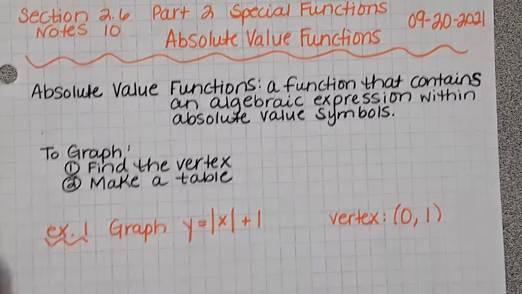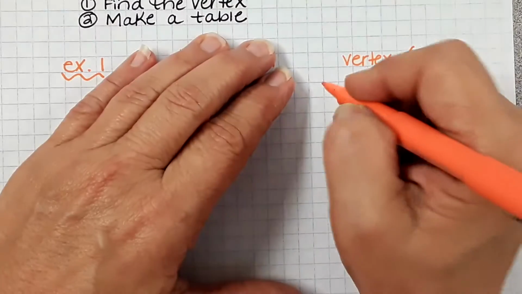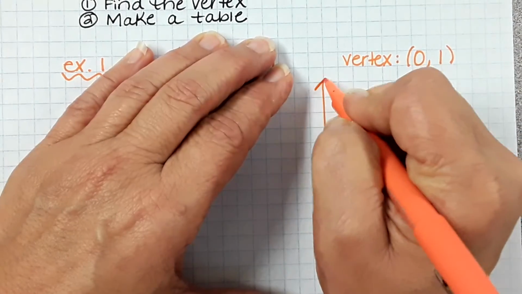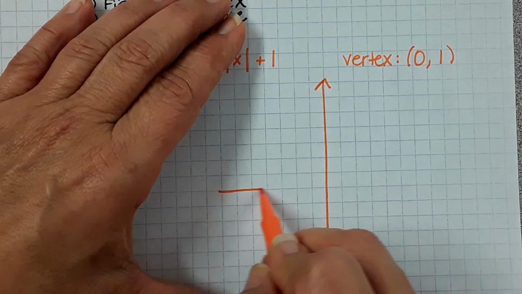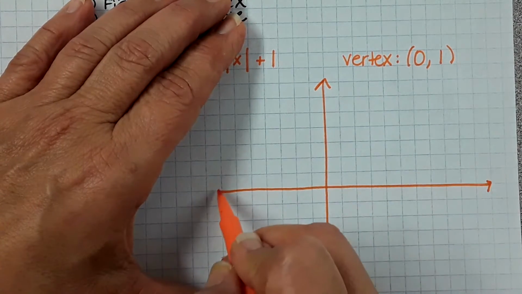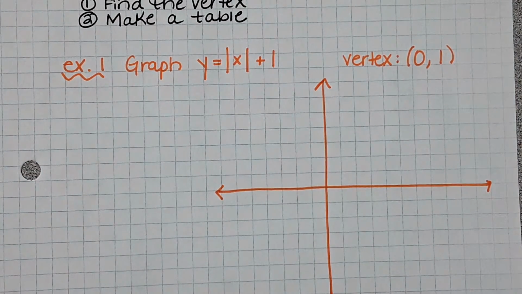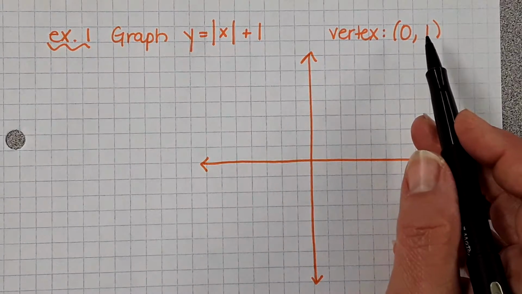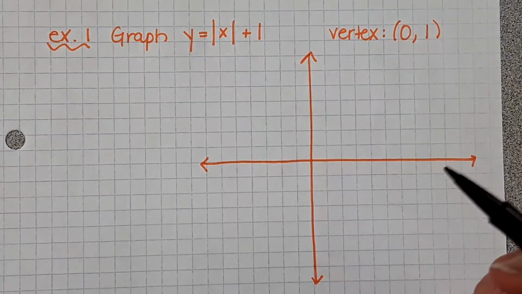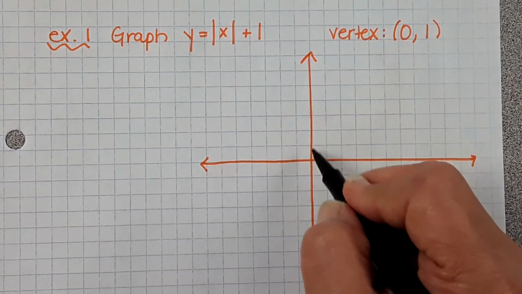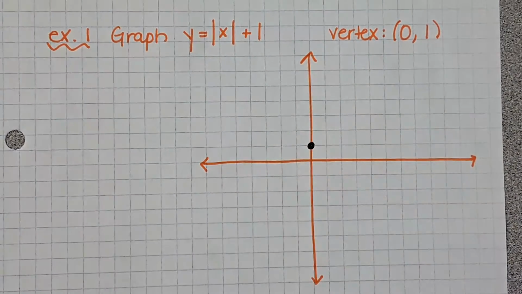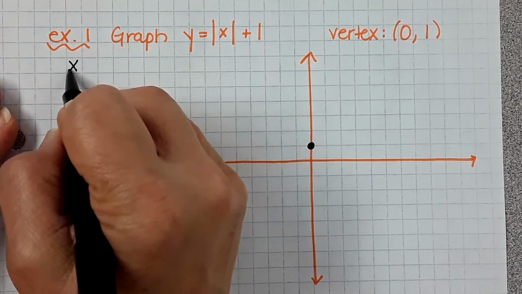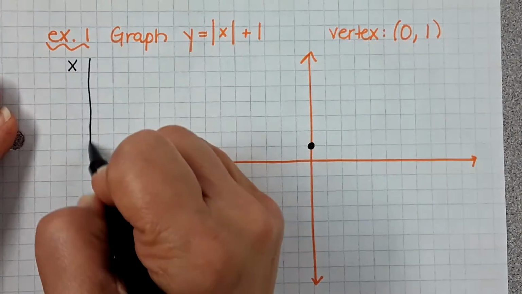Now let's make a graph. Okay. So we're going to make a graph. And we're going to graph that vertex. Now, you guys, unlike the piecewise, the vertex actually lies on the line, on the absolute value, on the function. So we're going to go to 0, 1. Everything is going to be closed. And now we're going to pick some x's, and we're going to pick some y's.